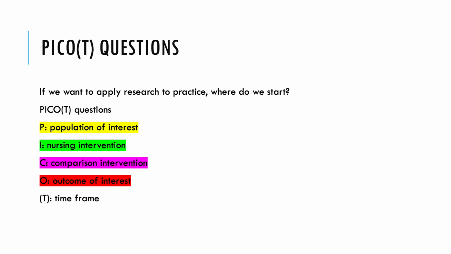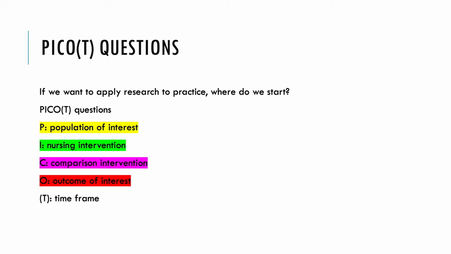So I keep mentioning this PICO question. What is it? How do you write one? How do you go about creating one? Well, PICO stands for population, intervention, comparison, outcome, and a silent T for time frame. Now this T is optional, that's why it's in parentheses, and you really don't need to use it unless it applies, so not just for the sake of using it.